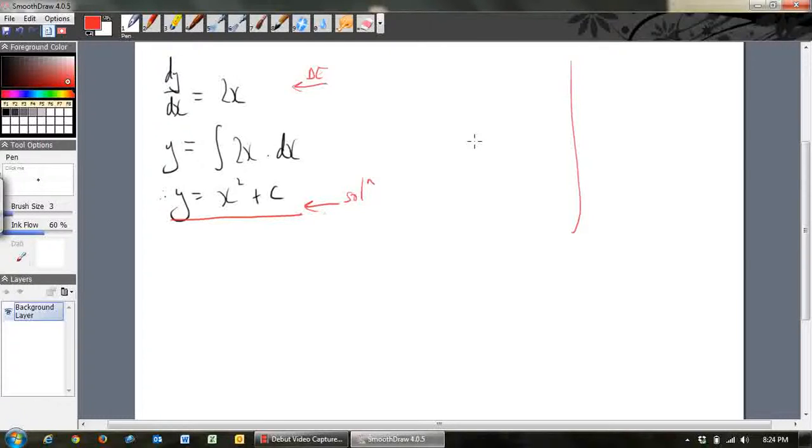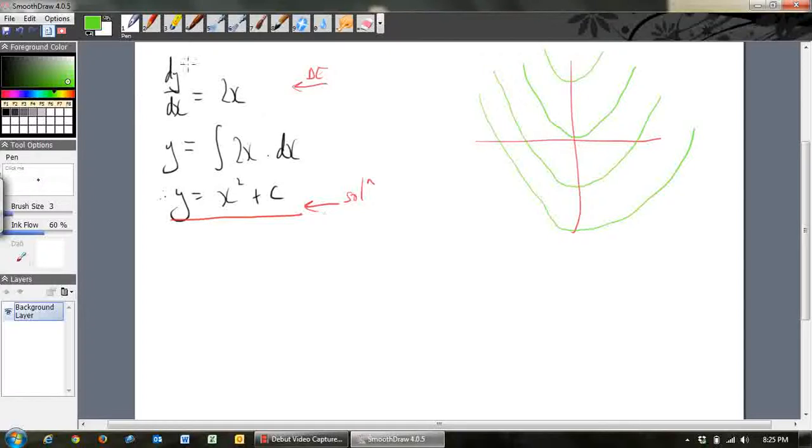Now, if we sketch what we just did on a graph, how would we sketch that? Well, it depends on what the value of c is. We've got this integration constant here, so it could be anything. If c was equal to 0, the graph would look like this. If c was equal to -3, the graph would look like this. If c was equal to -10, the graph would look like this. If c was equal to 5, the graph would look like this, and so on.